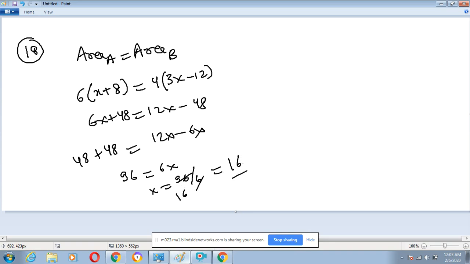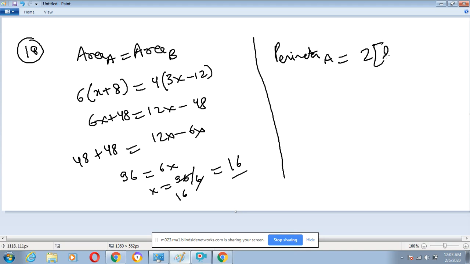What did they tell us to find out? What have they told us to find out? Perimeter. What's the perimeter of A and B? Yes. So the perimeter of A will be 6 plus x plus 8.